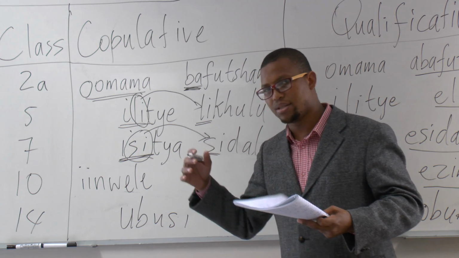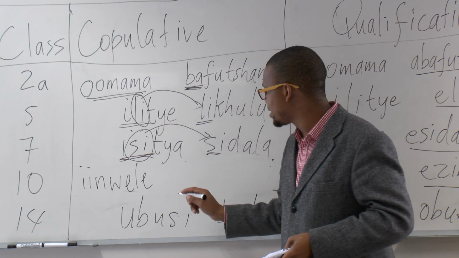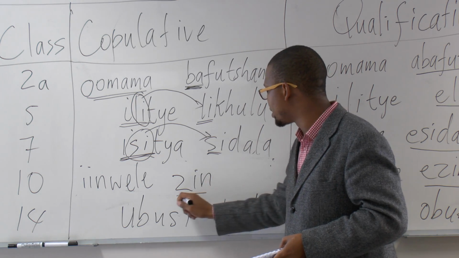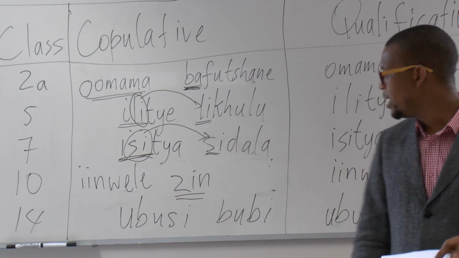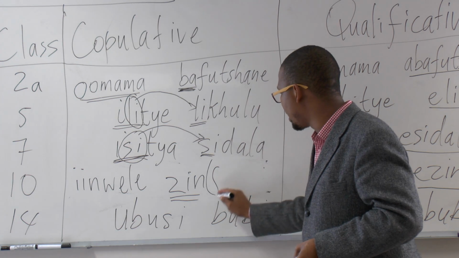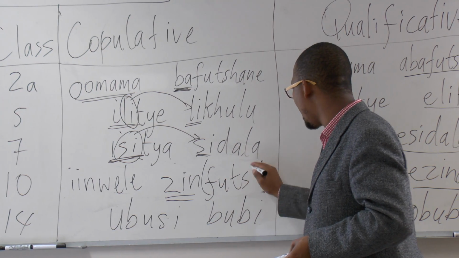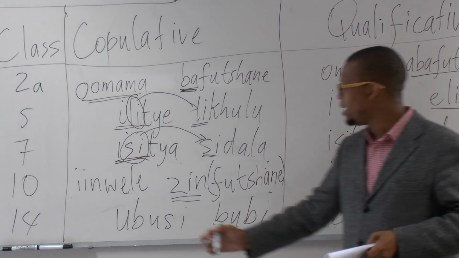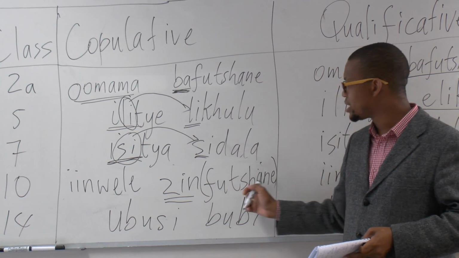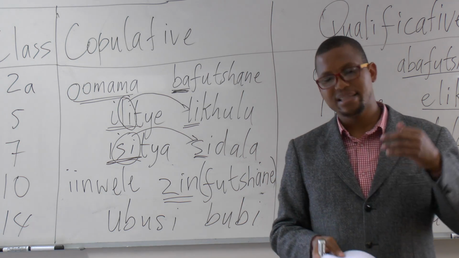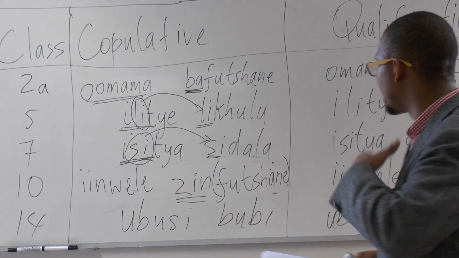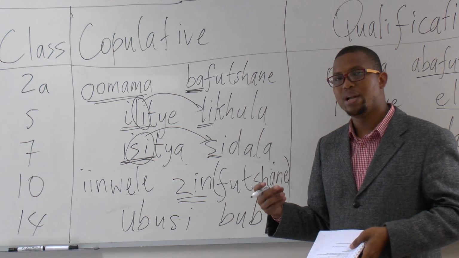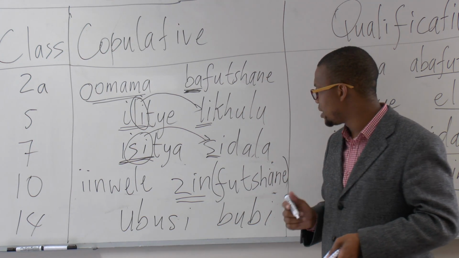Hairs, let's do the plural. Hairs are short. Inwele zin. Here's our copulative, zin. Then here's our adjective itself, which is fuchane. Inwele zin fuchane. Once again, there are changes that take place because of the sound system. We can't really pronounce this in Xhosa. We can't say inwele fuchane. I can't even pronounce it right now.